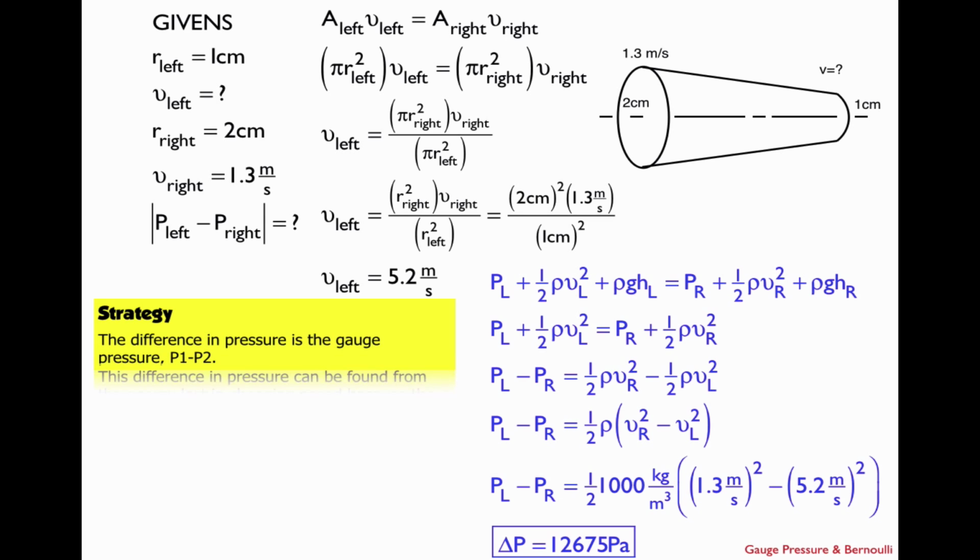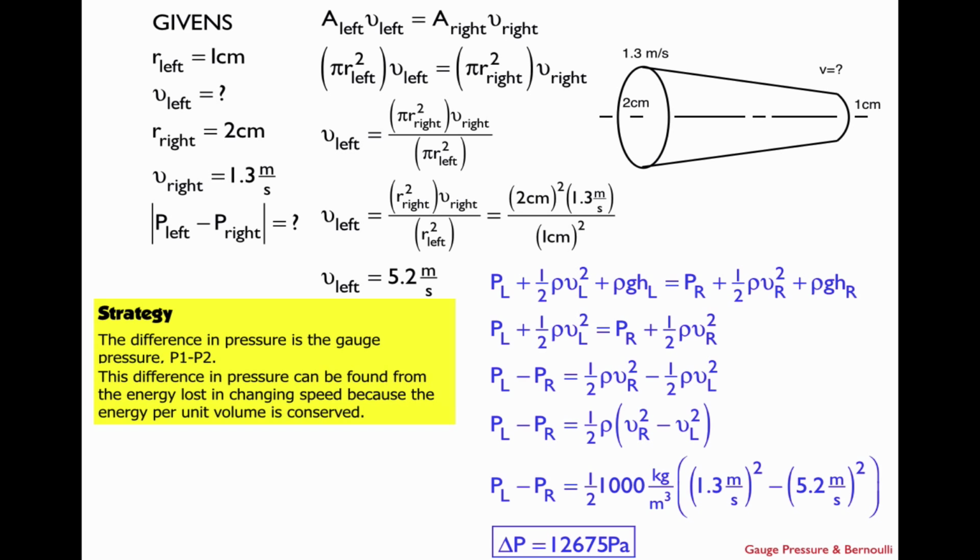And then Bernoulli. Well, Bernoulli is a conservation of energy thing. So let's talk about that. The difference in pressure can be found from the energy lost in changing speed because the energy per unit volume is conserved. So great. I didn't use the term Bernoulli, but I used the concepts that Bernoulli is expressing.